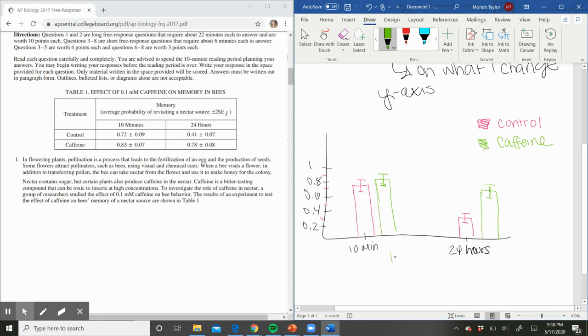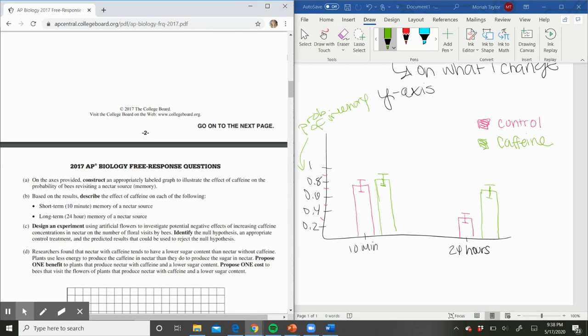We can say this is time. Well, actually, it already says 24 hours and 10 minutes. So this will just be your control, caffeine, 10 minutes, 24 hours. And then this is probability of memory. Okay, so we have this beautiful graph. So that was the first question. Again, you might not have to do this, but I just wanted to show you what it looks like.